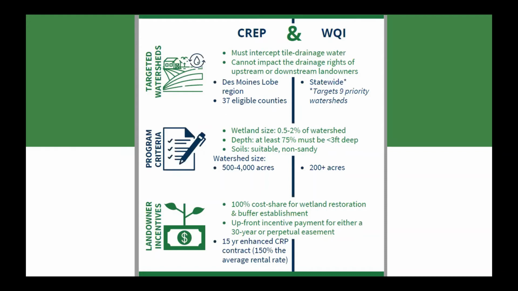And another key piece of this is trying to offset any costs to the landowners. So we have 100% cost share for the wetland establishment and the buffer establishment, and with both the CREP and WQI programs, there are easement opportunities. The two types we usually offer are either a permanent or a 30-year. And those payments for the easements are structured off of the Iowa State land survey values, and also the Iowa State soil rental rates.